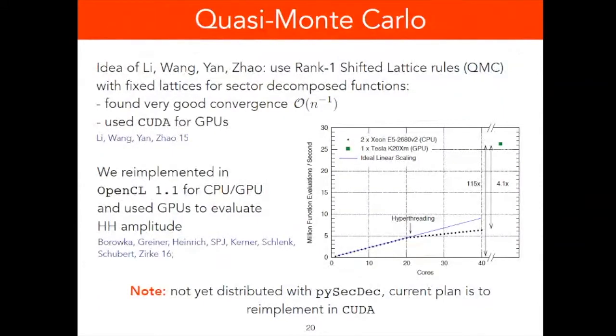Essentially we have the number of cores of the CPU that we're using here, which is 2 Xeon E5 CPUs. And this is the number of millions of function evaluations we can do per second. So higher is better on this. If I use all of the cores of both CPUs, I get maybe 6 million function evaluations per second. And this green dot up here is 1 Tesla GPU, and that's a 4.1 times speed up. So compared to these two decently powerful CPUs using all cores, we get a 4.1 times speed up.